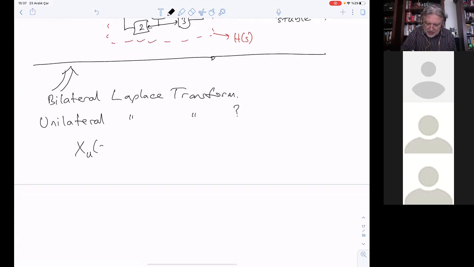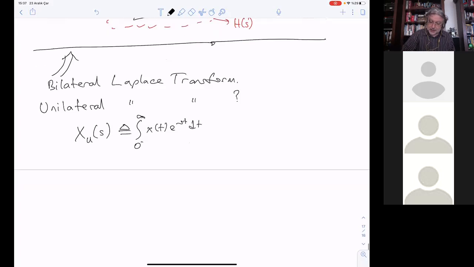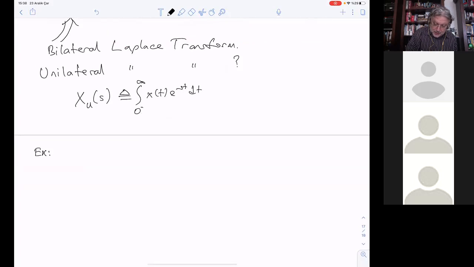So x sub u of s is the unilateral Laplace transform of x of t. And the definition here is, it's not 0 plus actually, it must include 0. So sorry about this, it's from 0 minus. This 0 point must be included, to infinity, and the rest is the same: x of t e to the minus st dt. This is, by definition, different from an integral from minus infinity to infinity, and it will give you different results. Let me give you an example about that.